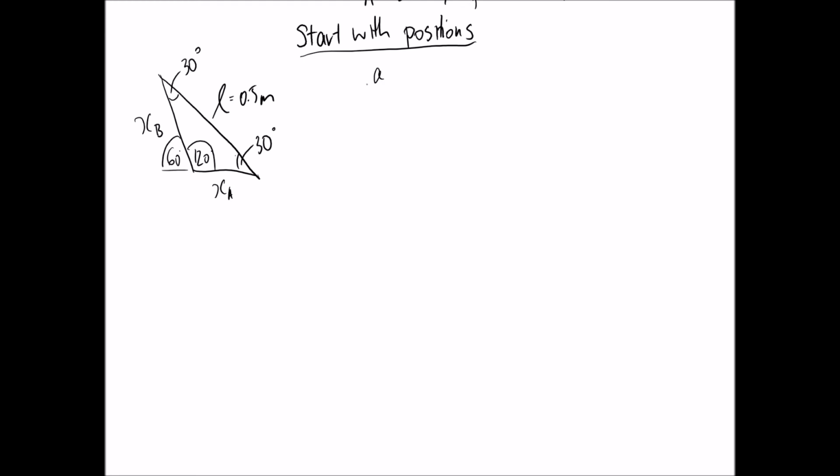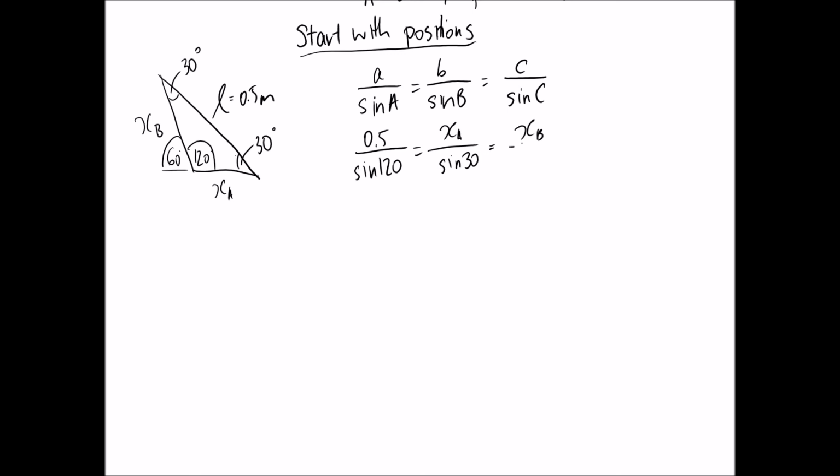So the sine rule looks like this. The side length is the small letter and the angle is the big letter, and they need to be the opposite ones. So filling this in, if we start with 0.5 meters, the opposite angle is 120. For XA, the opposite angle is 30. And for XB, it also has an opposite angle of 30.